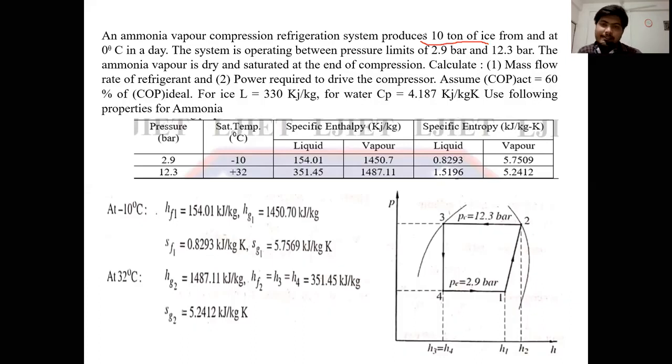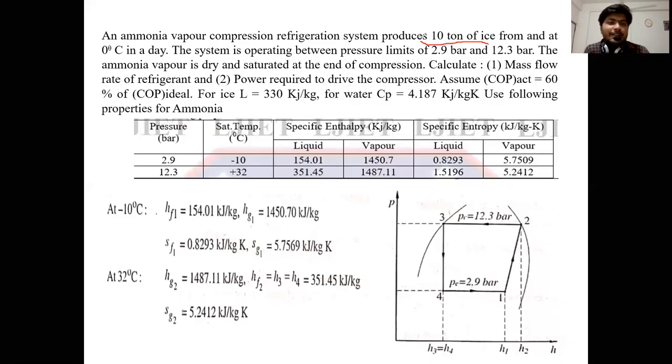This statement is clear. Next, the system is operating between pressure limits 2.9 bar and 12.3 bar. That is the two pressures, the high pressure limit and the low pressure. Low pressure is the evaporator side, and high pressure is the condenser side. Okay, that means 12.3 is after compression, 2.9 is the pressure of refrigerant before compression.